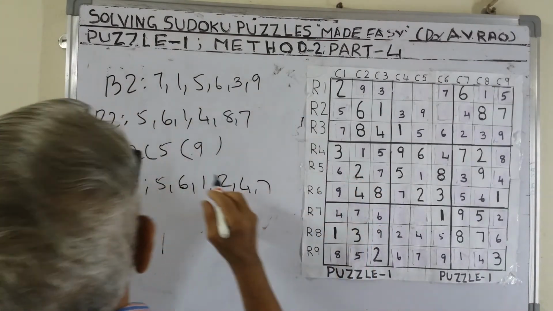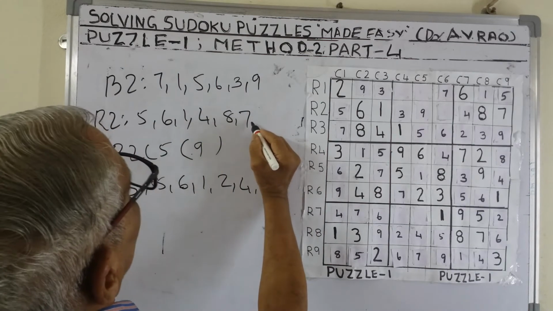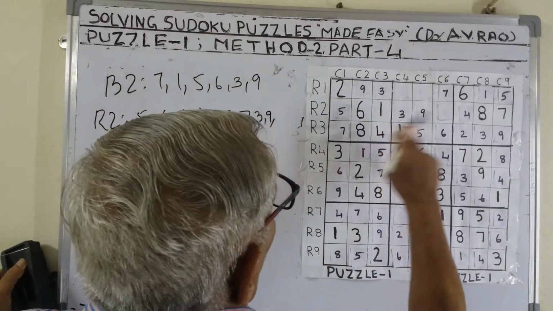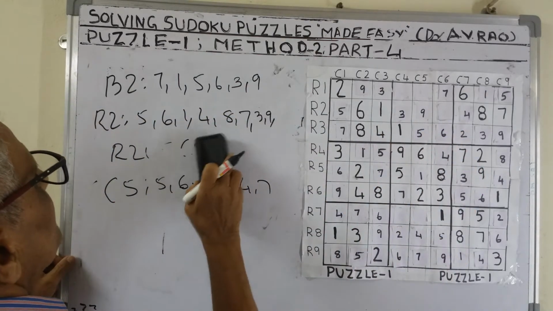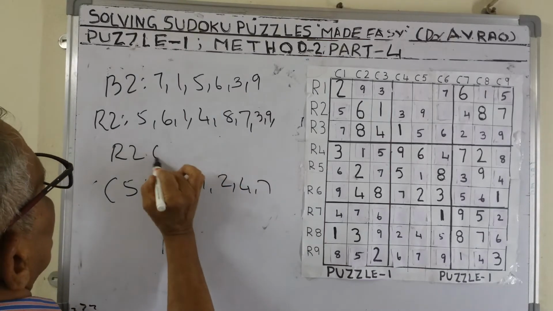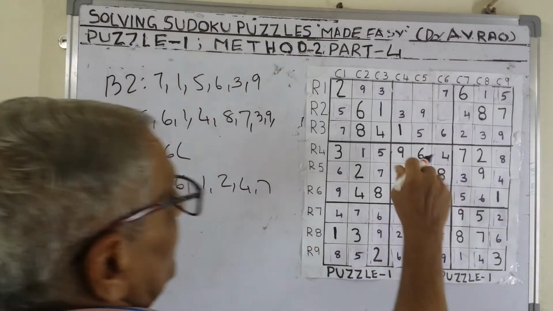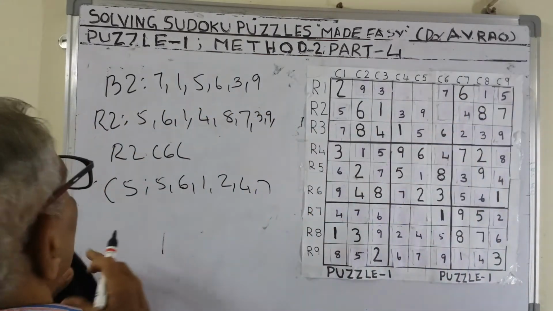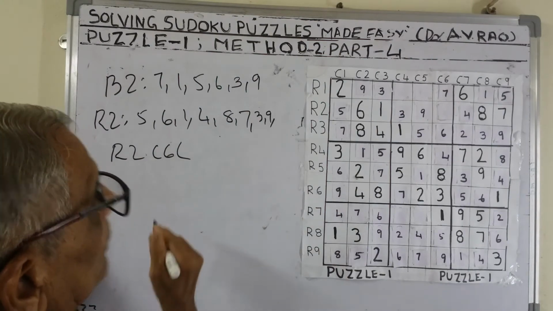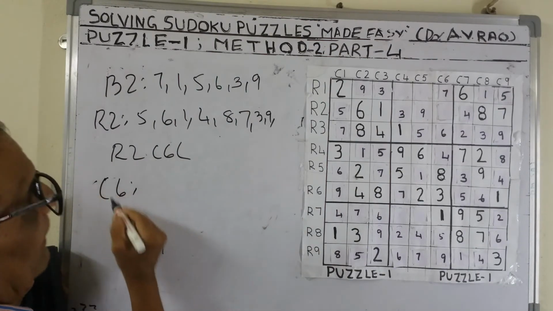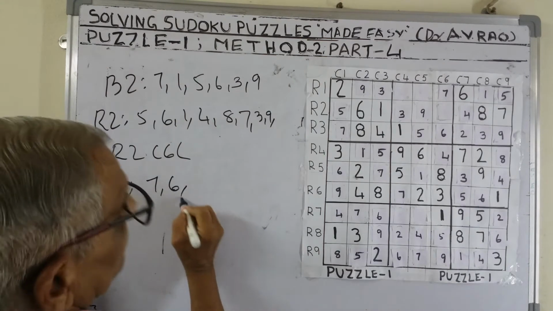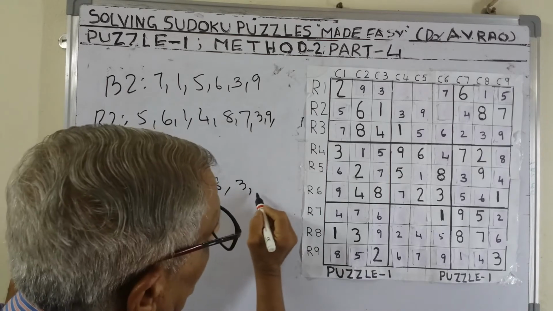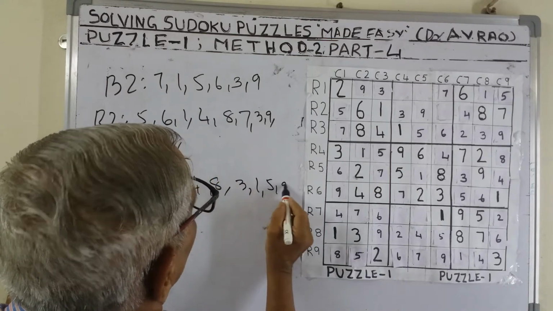R2, here 3, 9 has been added. Only now cell R2, C6 must be filled. Naturally we can do it with 2 only, one number left over, but anyway, let us see. Column C6. 7, 6, 4, 8, 3, 1, 5 and 9.